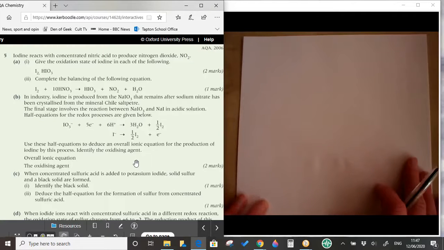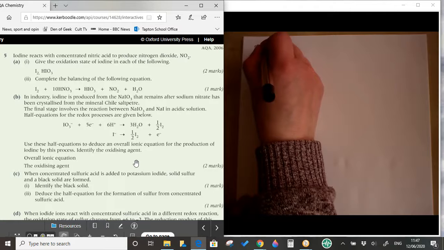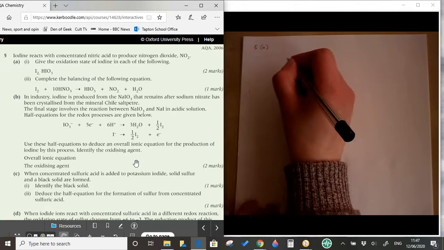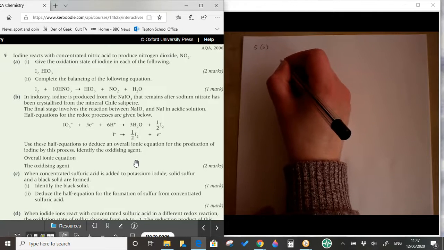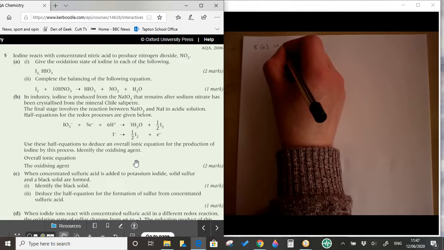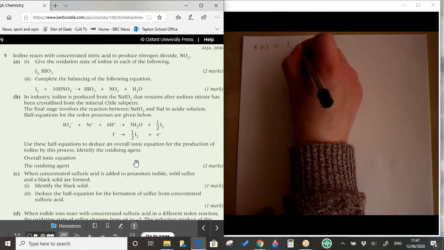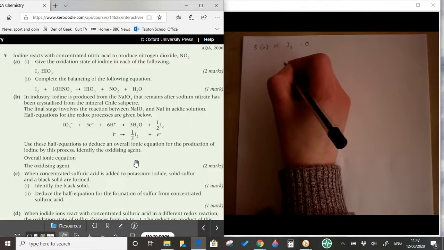I'm just going to go over question 5 from our textbook, which is the redox end of chapter exam questions for redox. So part A just wants us to give the oxidation state for iodine for each of these. So for any element, the oxidation state is always 0. So I can be confident with I2.